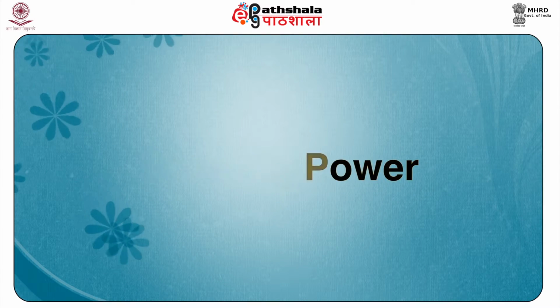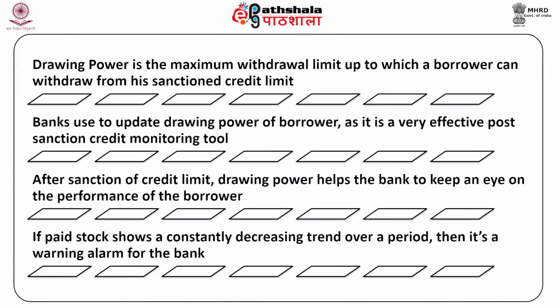Drawing power. Drawing power is the maximum withdrawal limit up to which a borrower can withdraw from his sanctioned credit limit. Banks update the drawing power of the borrower as it is a very effective post-sanction credit monitoring tool. After sanction of the credit limit, drawing power helps the bank keep an eye on the performance of the borrower.